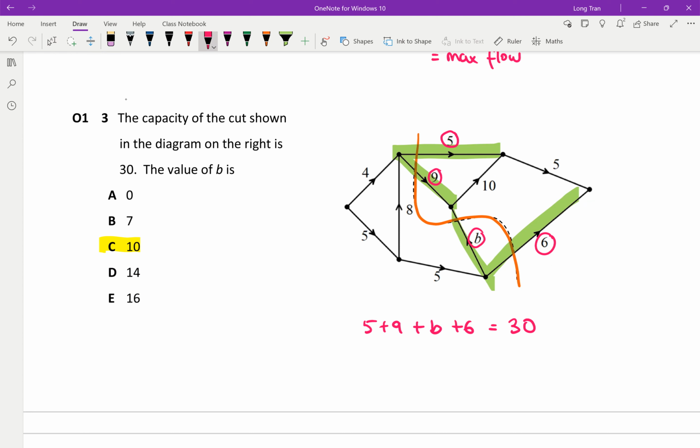Well, 9 plus 6 is 15. 15 plus 5 is already 20. So 20 plus B has to equal 30. So you can see B has to obviously then be 10, or 30 minus 20 gives you 10. Or if your algebra is not there, then we can say 20 plus something has to equal 30, and we know the answer would then have to be 10. I'm just going to rub that green out because it doesn't look nice. B and B.